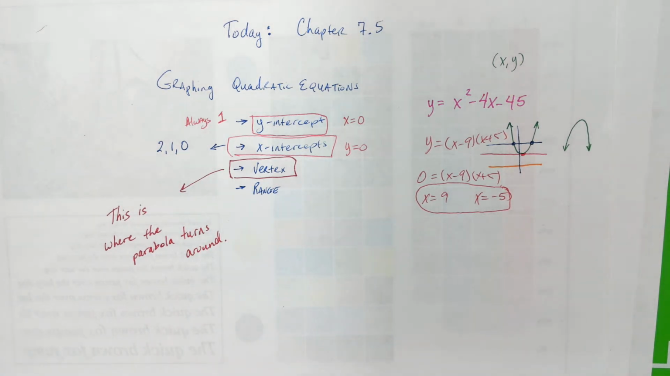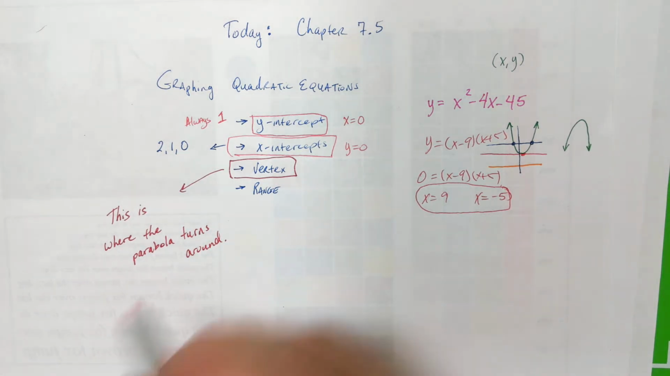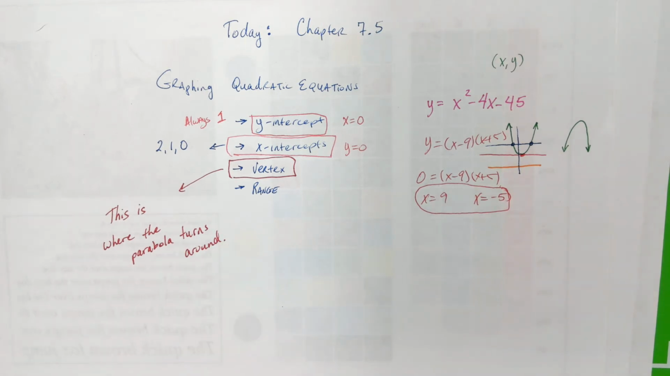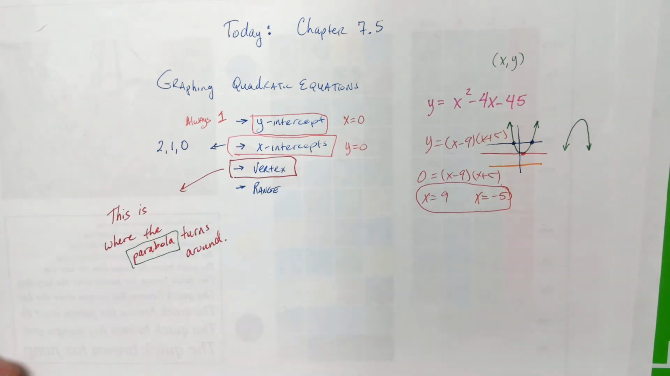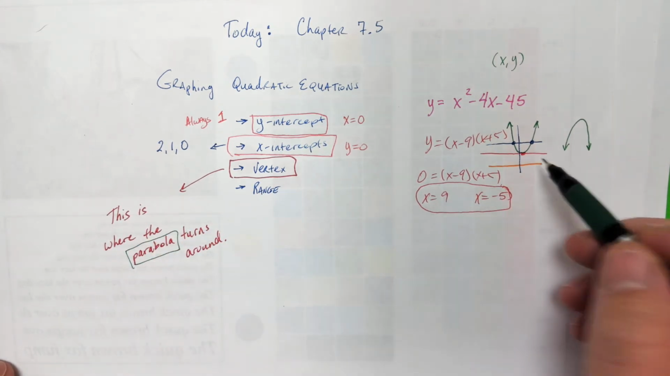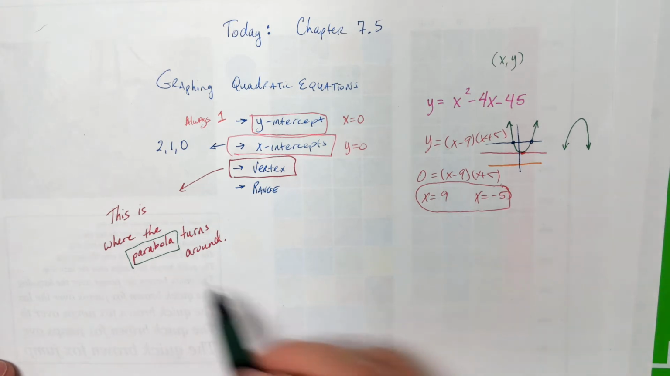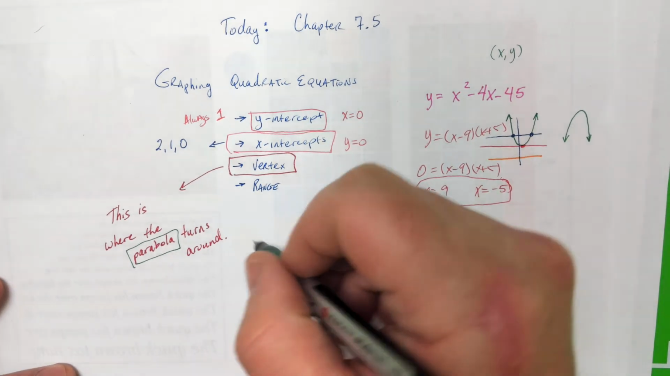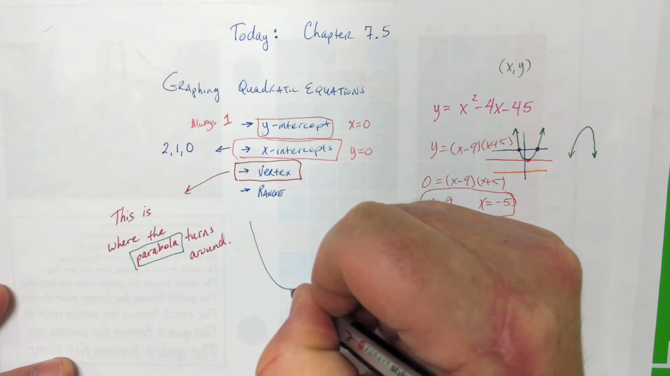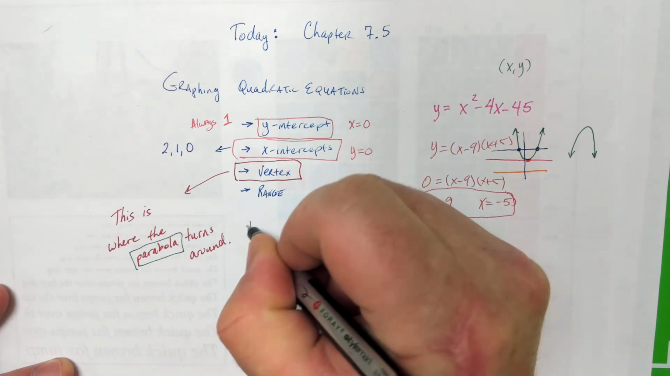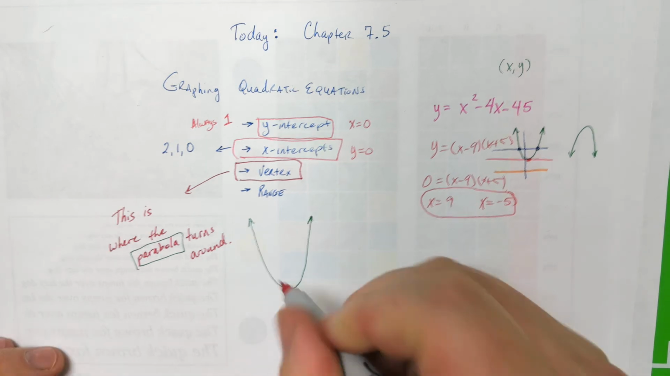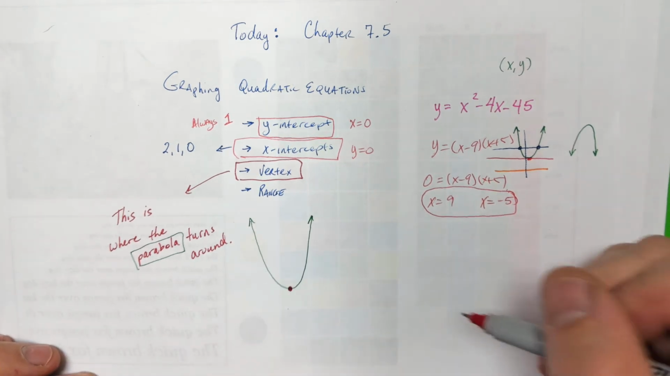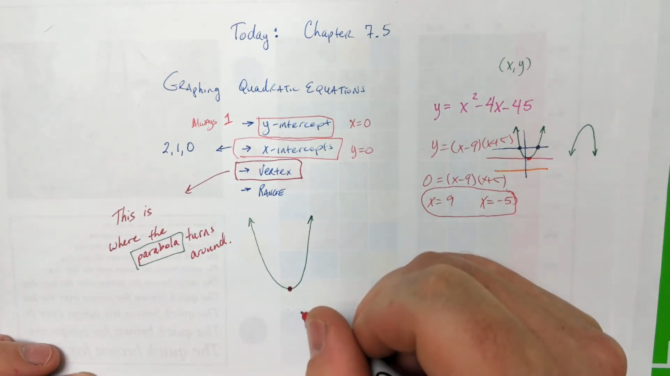So the vertex is where the parabola turns around. Now the parabola, again, that's the shape, right? So the parabola is the shape that the quadratic equation makes, right? So it's that curvy thing like this or like this. And the vertex is where it turns around. So like, I'm just going to draw some generic one. So here's my generic parabola, right? This point right here is called the vertex. That right there is called the vertex.